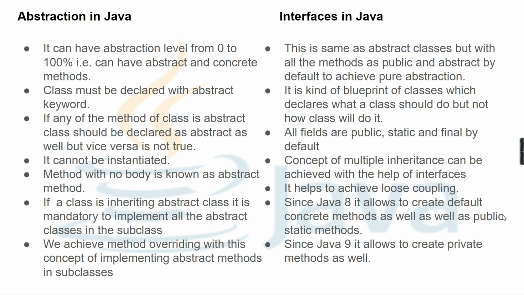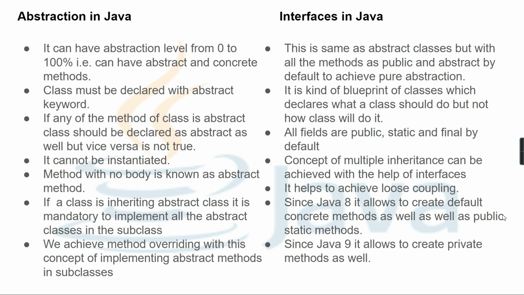But for now, just understand that interfaces are used to achieve pure abstraction. That is, all the methods in general are abstract. By default, they are public and abstract, even if you don't write them. Otherwise, in the case of abstract classes, the methods are default, not public, right?